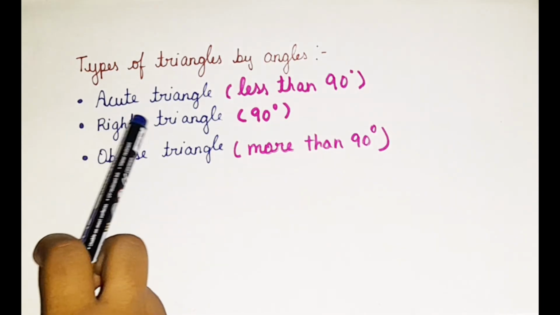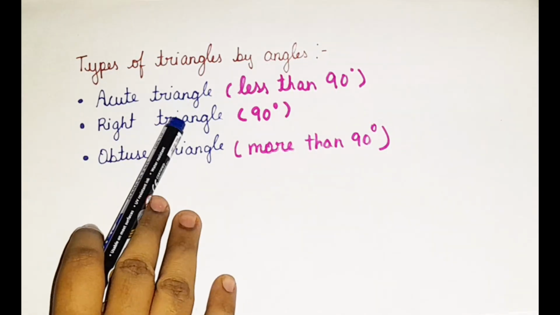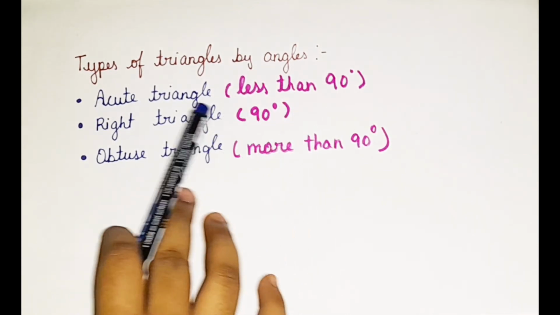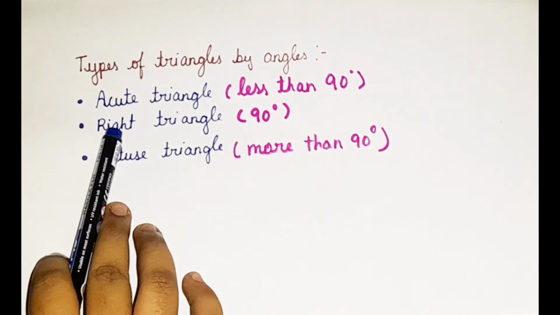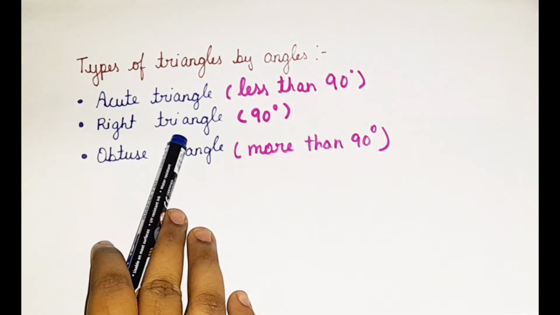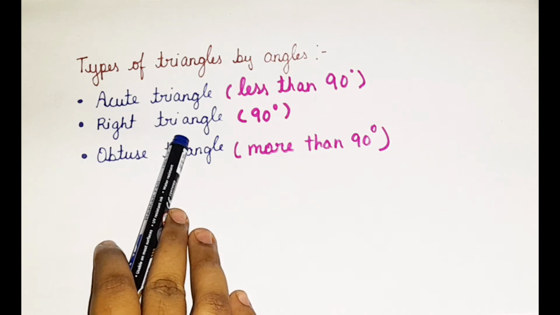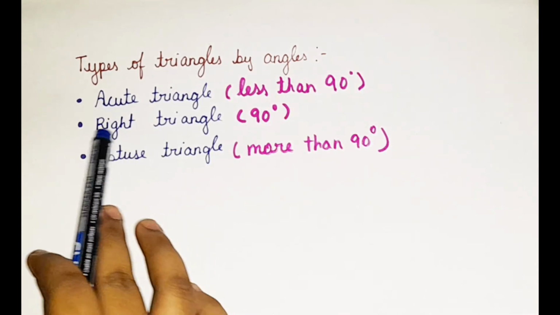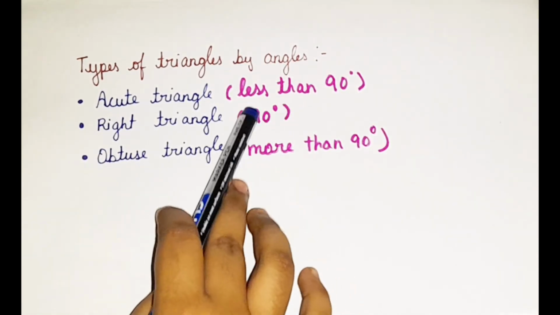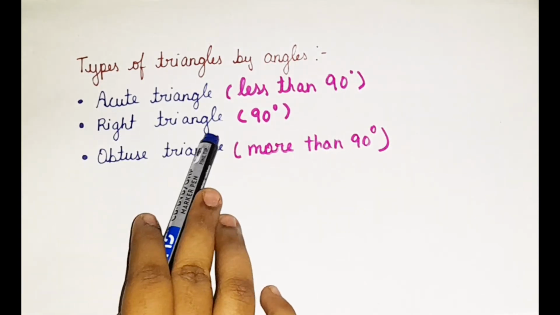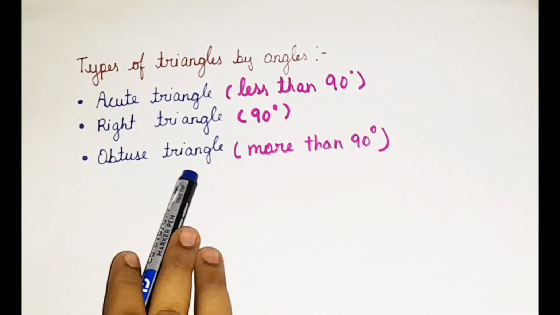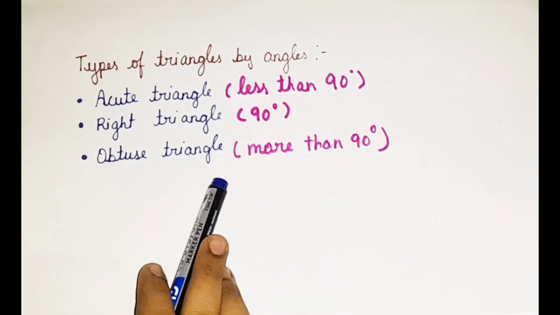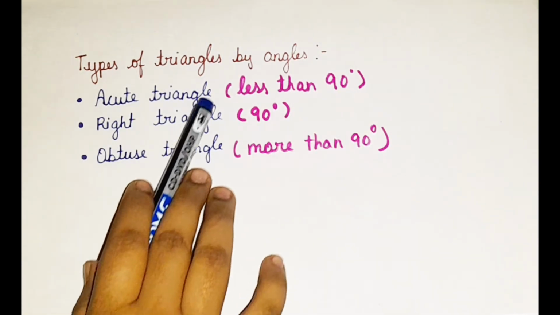First of all, what is an acute triangle? Acute triangle means less than 90 degrees. The triangle which has all angles less than 90 degrees is known as an acute triangle. What is a right triangle? It is a familiar triangle to us, am I right? We used to solve a lot about the right triangle. Right triangle means 90 degrees. What about an obtuse triangle? Obtuse triangle means more than 90 degrees. The triangle which has more than 90 degrees is known as an obtuse triangle. These are the types of triangles by angles.